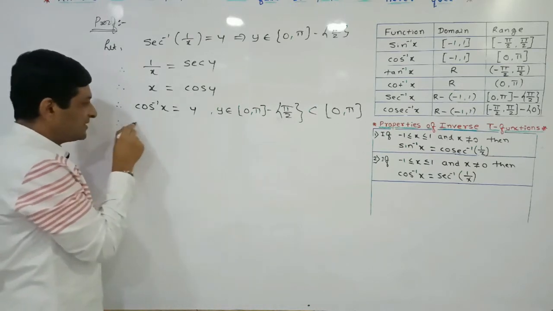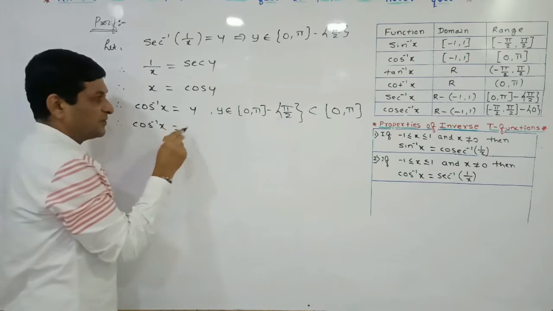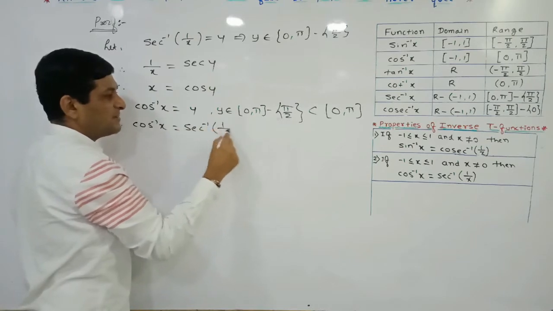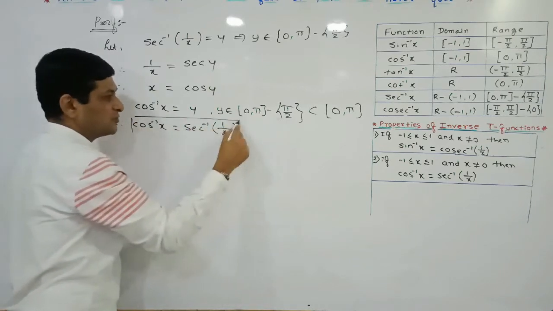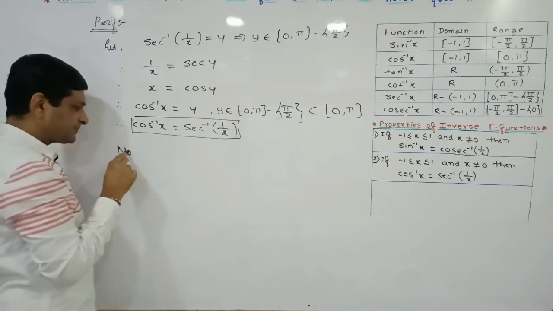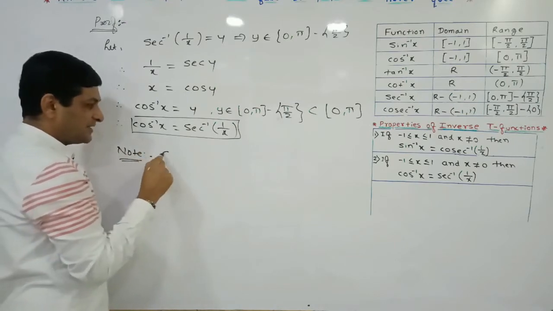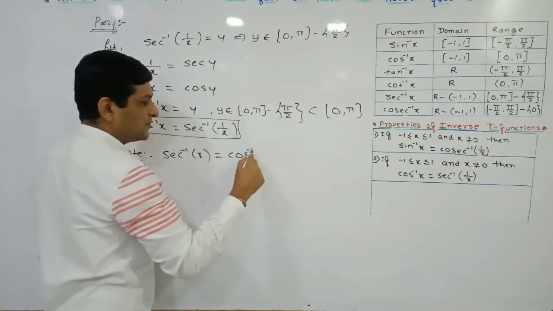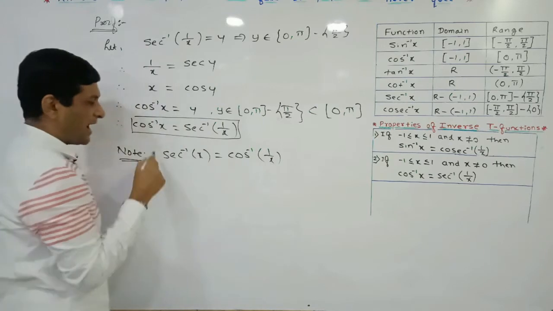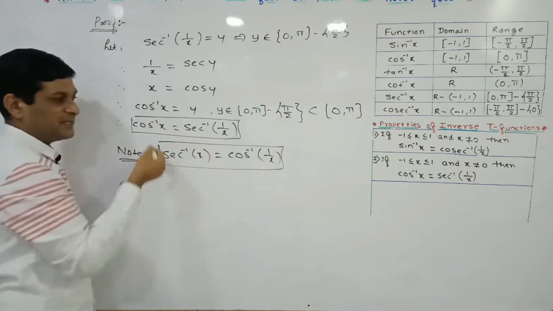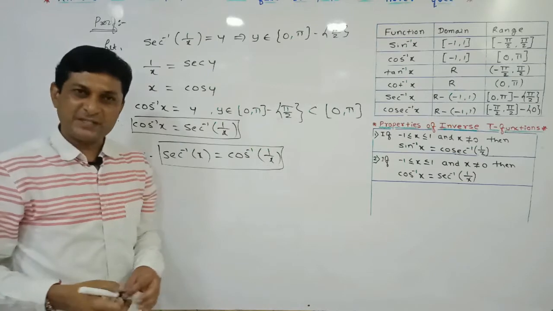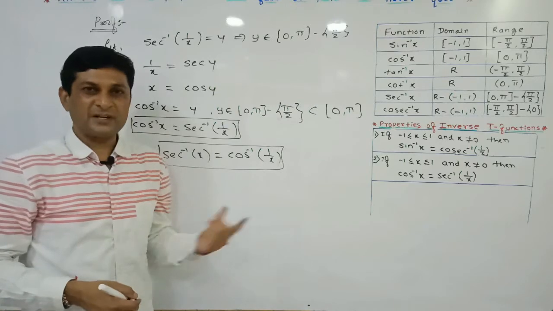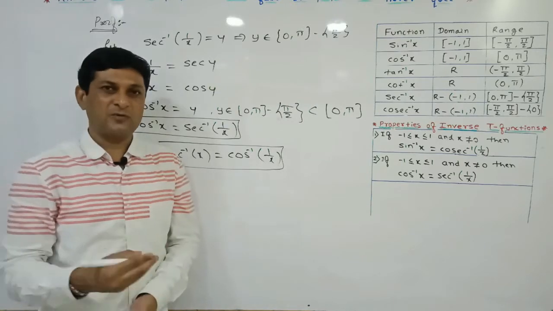So therefore cos inverse of x will be equal to y. But what is y? y is sec inverse of 1 by x, and this is the result which we had to prove here. In the same way, we can prove that sec inverse of x will be equal to cos inverse of 1 by x. Whatever method we applied here, the same method can be applied to prove this second property also. The proof of this property is not given in our textbook, but remember that we have to use this property while solving the examples.